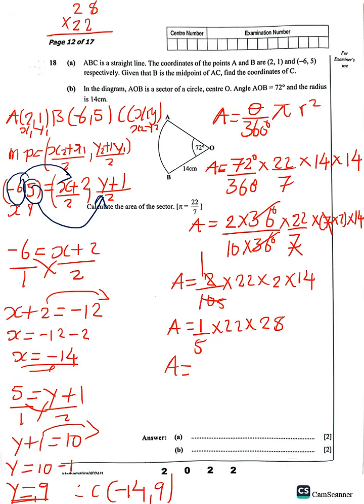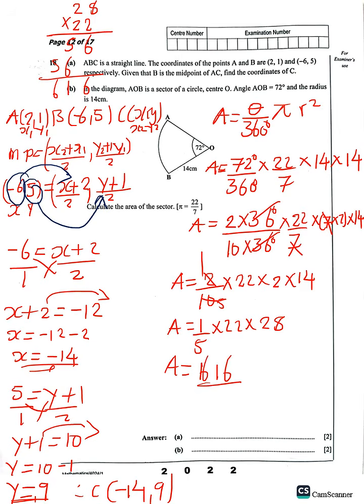So 2 times 8, 16, carry 1. 2 times 2 is 4 plus 1, 5. 2 times here, 16, carry 1. Then 2 times here is also 4 plus 5. So 6, here we have 11, then 16. So our final answer is 16.